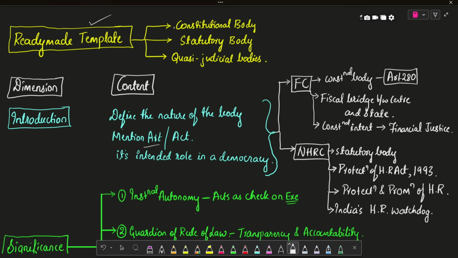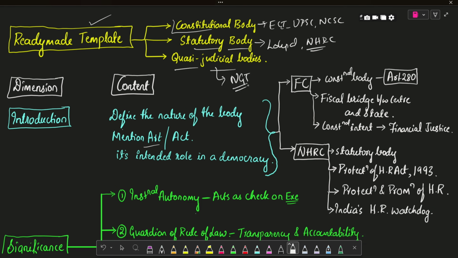You need to remember to write an answer to the question asked on constitutional bodies, statutory bodies, quasi-judicial bodies. Examples of constitutional bodies: Election Commission of India, UPSC, National Commission on Scheduled Caste. Examples of statutory bodies: Lokpal, NHRC, that is the Human Rights Commission. Example of quasi-judicial bodies, that is NGT, National Green Tribunal.